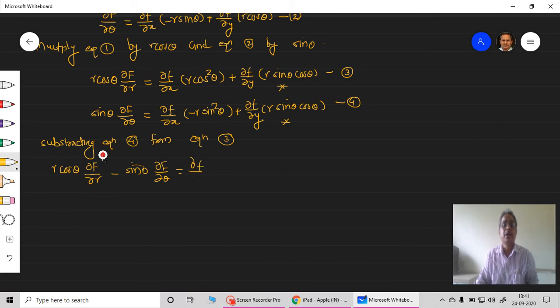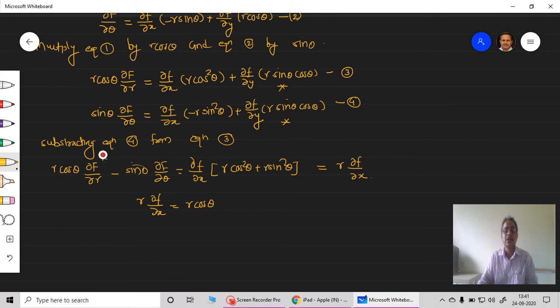Here ∂f/∂x is common, so in the bracket I'll get r times cos square theta plus r times sin square theta, and therefore this becomes simply r times ∂f/∂x. Now I can change the sides, and this can be written as ∂f/∂x is equal to r times cos theta into ∂f/∂r minus sin theta into ∂f/∂θ.